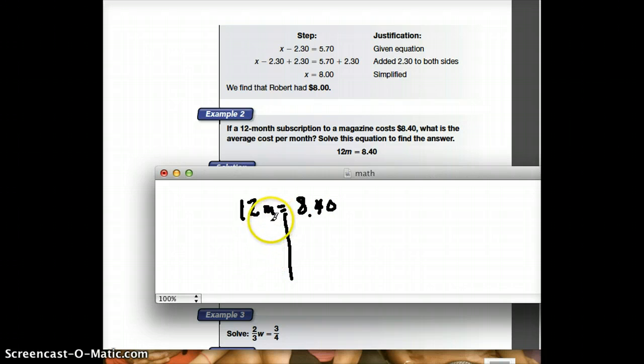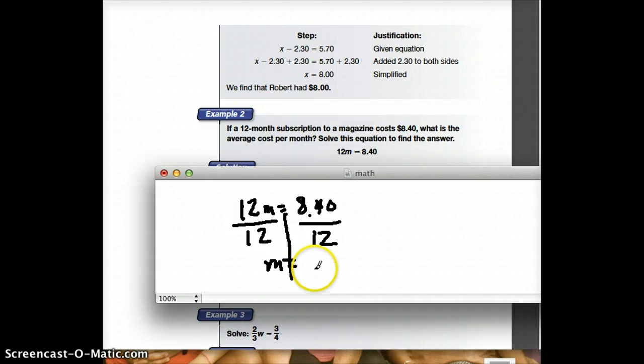Okay, so again, we're solving for m. We're solving for our variable. What side is it on? Is it on the left side or the right side? It's on the left side. What else is on the left side? This 12. We need to move it to the other side. How do I move it? Well, this means multiplication, 12 times m. So you have to do the opposite, which is division. If I divide, that leaves me just the m on this side, and I do 840 divided by 12.